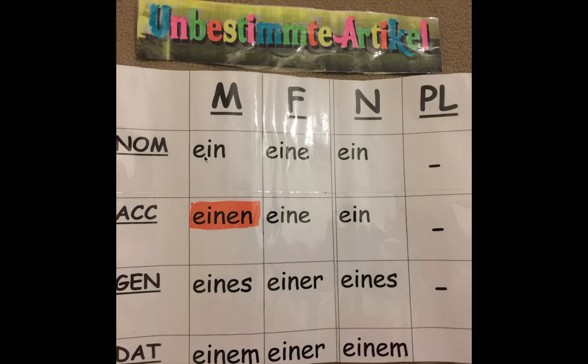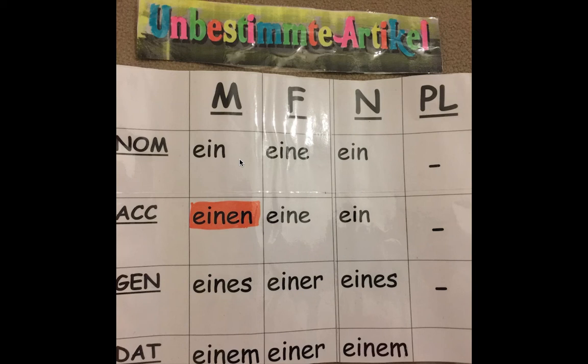So by far the most important one to note is that ein in the masculine form goes to einen in the accusative form. So in the example from the bestimmte Artikel video, the man has a jacket or an overcoat. For the bestimmte Artikel, the definite article, I said der Mann hat den Mantel. If I were saying the man has a jacket, der Mann is the subject of the sentence. The action or the verb is hat.